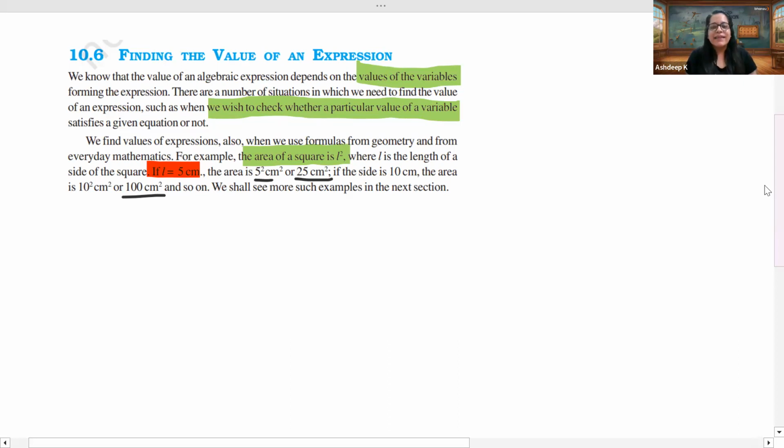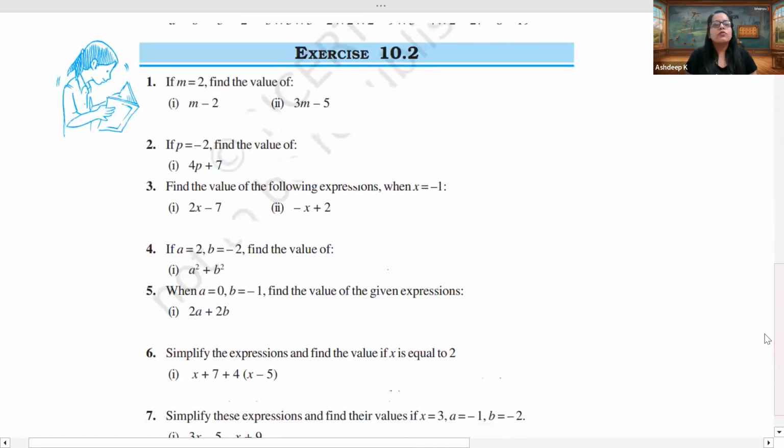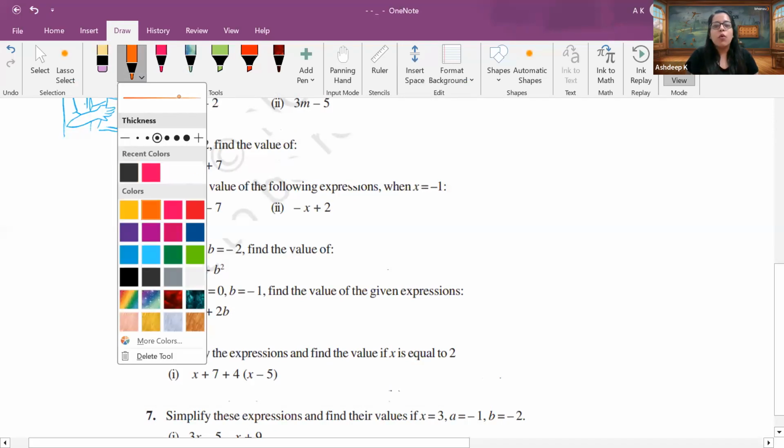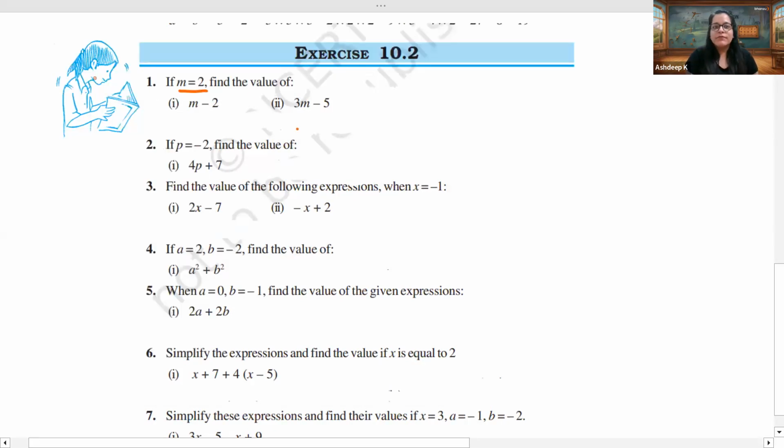Now we shall understand about this in the second half of the chapter. Here we'll directly go through some of the questions so that we are all clear with what exactly this is and how we exactly find out the values. So let's start with the first question. It states that if the value of m is 2, we need to find the value of the expression m minus 2. So coming up to the first part, m is already 2. So we can simply state it would be 2 minus 2, that is nothing but 0.